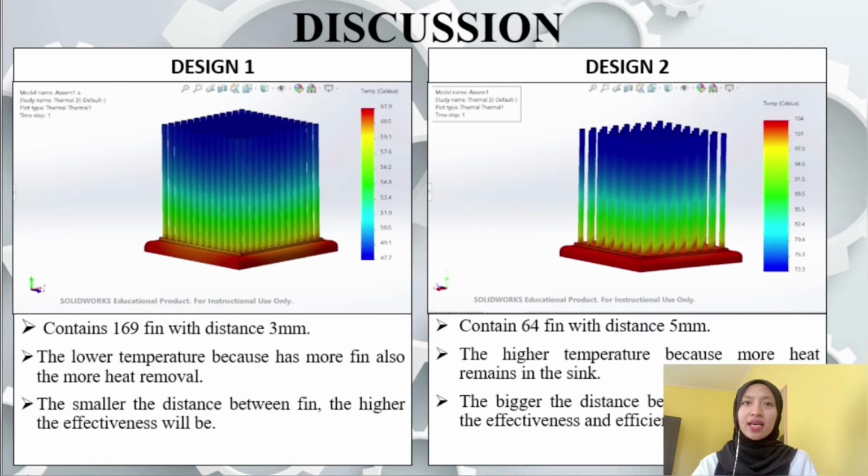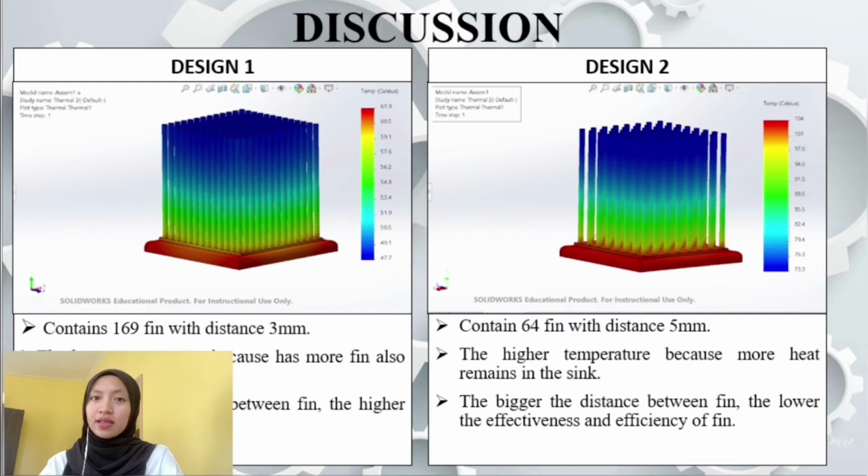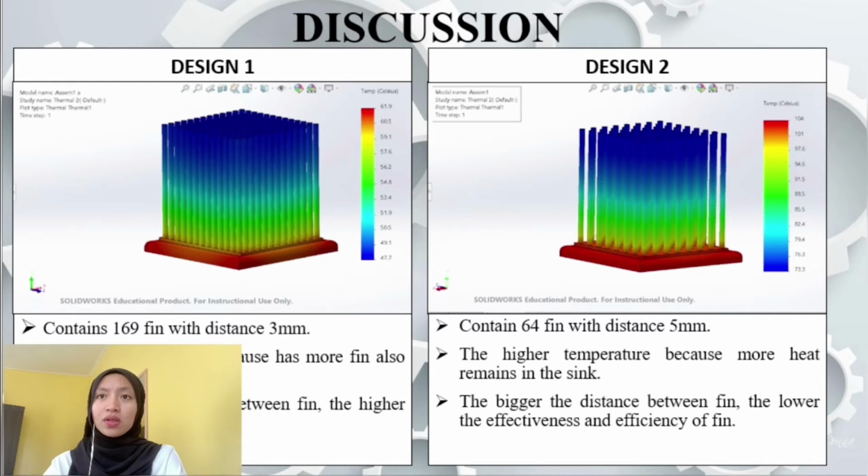As you can see, design 1 contains 169 fins with distance 3 mm. The lower temperature is because it has more fins, also more heat removal. The smaller the distance between fins, the higher the effectiveness will be. At design 2, we can see it contains 64 fins with distance 5 mm. The higher temperature is because more heat remains in the sink. The bigger the distance between fins, the lower the effectiveness and the efficiency of the fin.